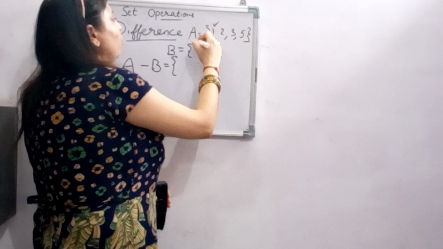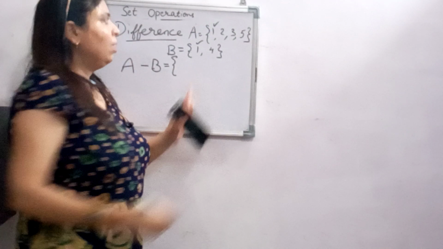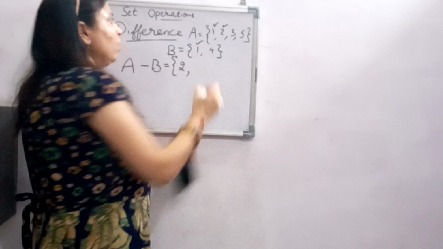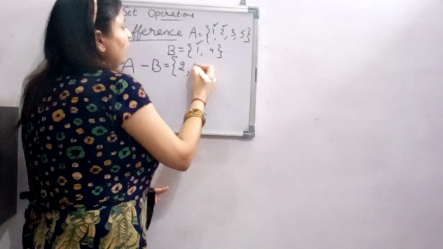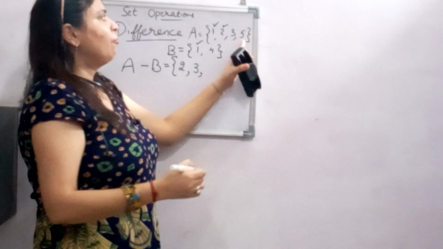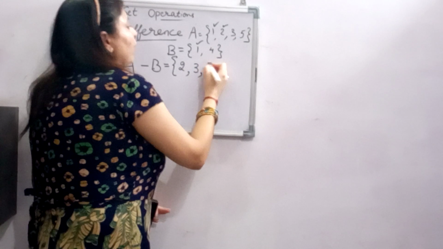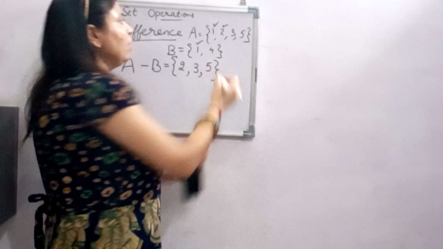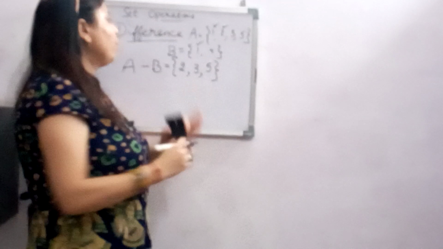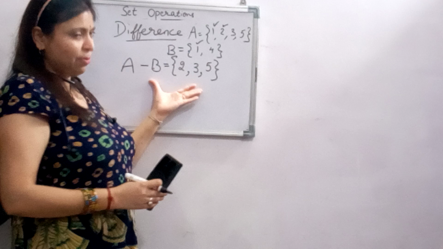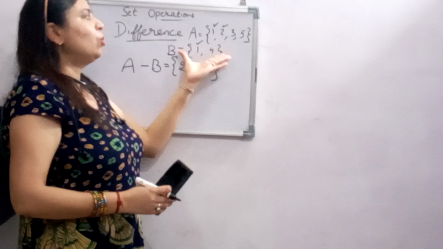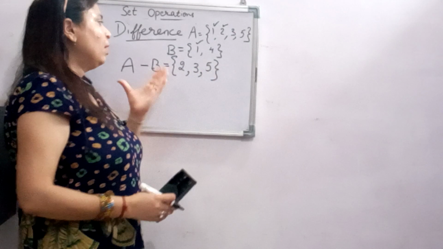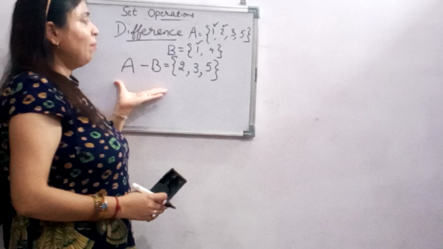1 is common in both, so we will not take 1. 2 is in A but not in B, so we will take 2. 3 is also in A but not in B, so we will take 3. 5 is in A, not in B, so 5. Remember that we will not take 4 because 4 is in B but not in A. So we will take only those elements of A which are not in B. So the elements 2, 3 and 5 are the difference A minus B.